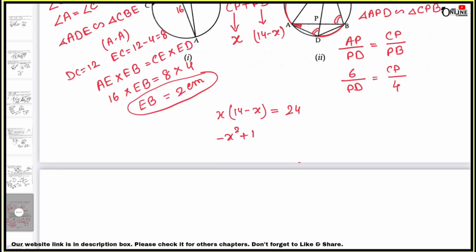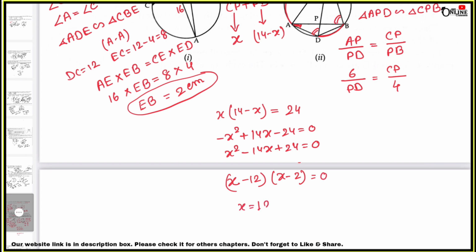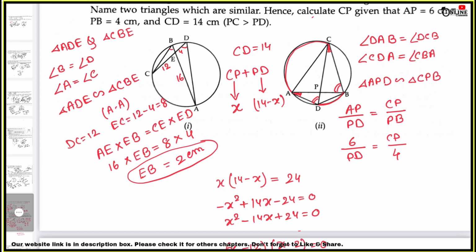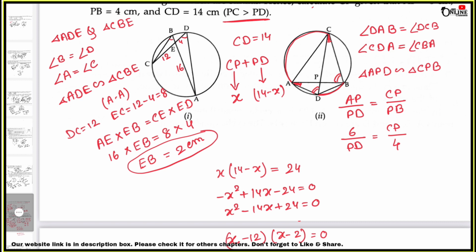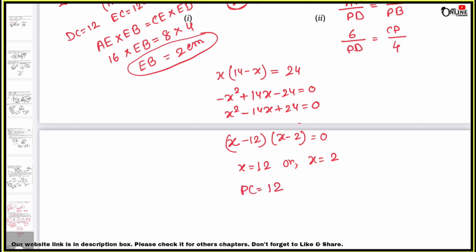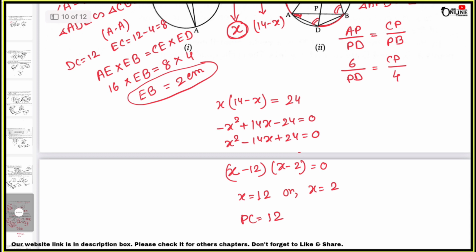So minus X square plus 14X minus 24 equal to 0. X square minus 14X plus 24 equal to 0. Clear? Now by middle term factorization, it will be X minus 12 and X minus 2 as the two factors. So X equal to 12 or X equal to 2. Here given that CP or PC is greater than PD. So as PC equal to X, definitely your answer will be 12 because 12 is greater than 2. So here PC equal to 12, that is your final answer.